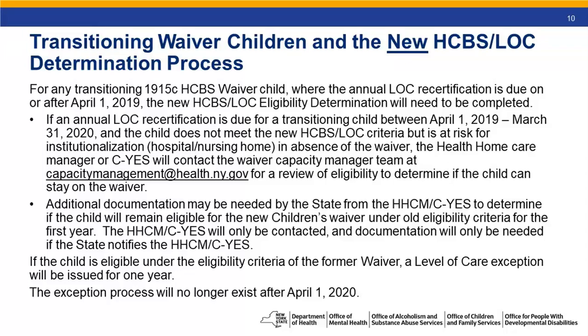It's a requirement of CMS that if you're in a 1915C HCBS waiver, you must have an annual recertification or determination. And so for transitioning children, if you have a recertification or annual determination that is due between April 2019 and March 31st of 2020, and the child is found not to be eligible for HCBS, then we need to talk. So you need to contact capacity management. Right there is our email address, and talk about the child who is not eligible.